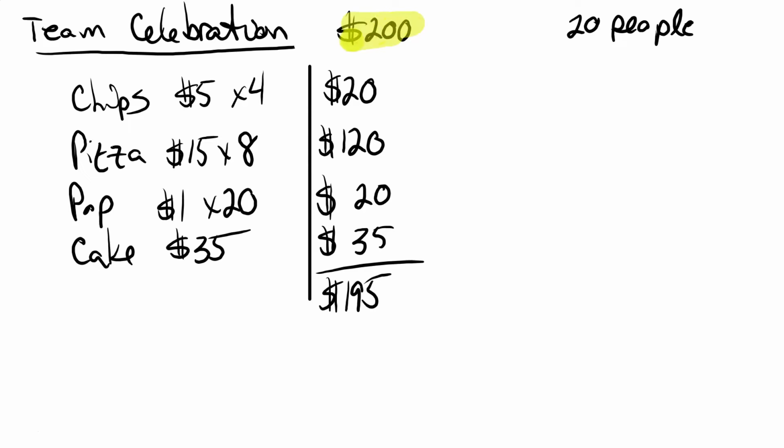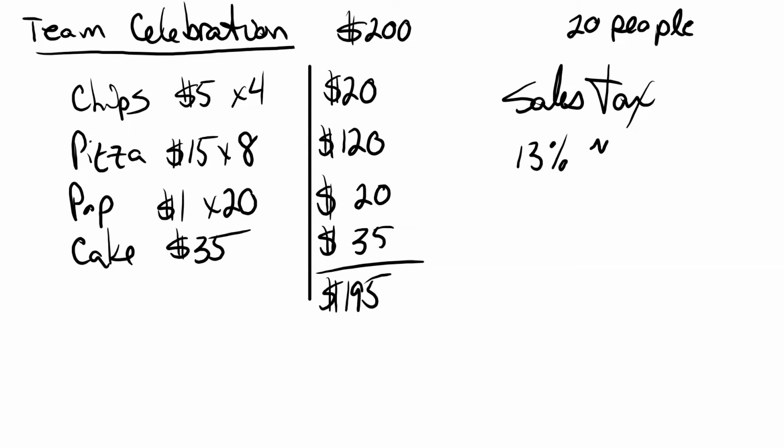So my first thought is, oh, that's good, we're within budget. However, we've forgotten something. We've forgotten sales tax. So if I do a quick estimate on my sales tax, remember that sales tax in Ontario is 13%, which is pretty close to 15%. 15% can be broken down into 10% and 5%, adding those two together.